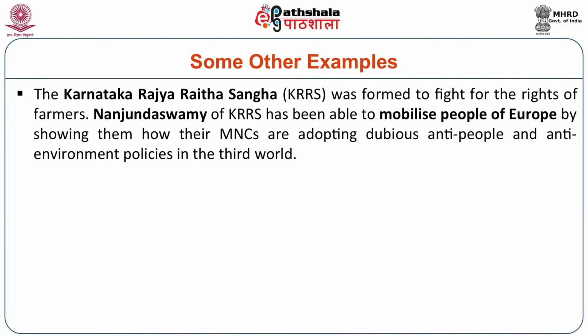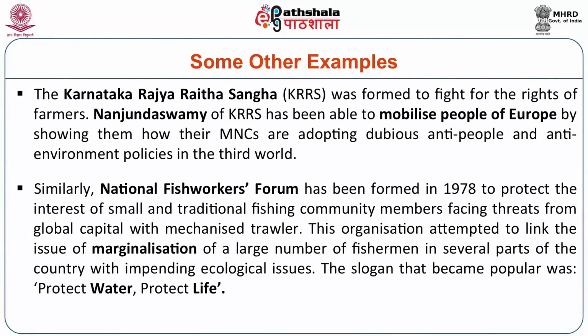Let me talk about some more examples. The case of Karnataka Rajya Raitha Sangha is important. It is an organization of impoverished farmers. It was formed by Nanjundaswamy of KRSS. It tried to mobilize the farmers in order to show the Europeans the way MNCs are exploiting them. So, it is arguing that these MNCs are anti-people, anti-environment, so do not buy any product from them. So, look at the way an organization is arguing to the Europeans about the way their MNCs are working in India.